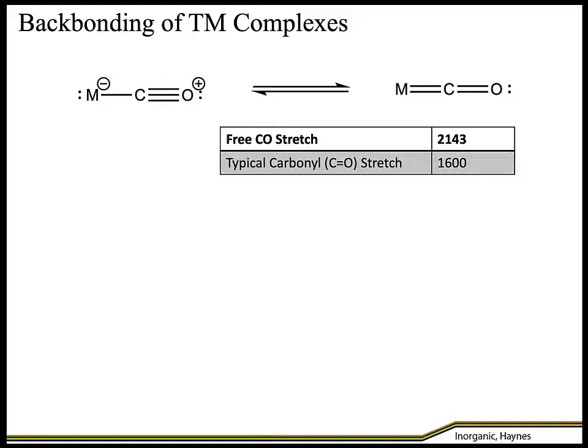So we imagine our initial state is our metal with a filled d orbital, and this other state that we are evaluating is actually an increased bond order between our metal and carbon, and a decreased bond order between our carbon and our oxygen.